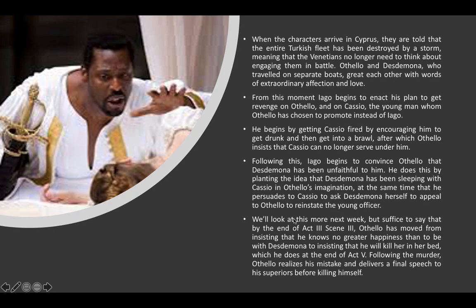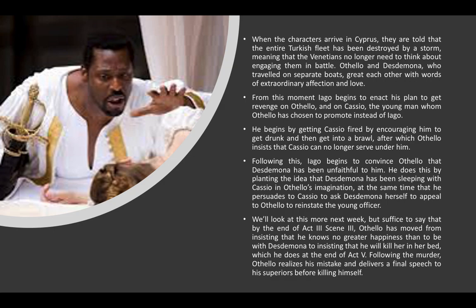And then by the end of Act 3, Scene 3, Othello has moved from saying what he says at the start, that he is so in love with Desdemona that he can think of no greater happiness, to saying that he's going to kill her in her bed. And Iago brings this about by manipulating him in ways that we'll look at next week.